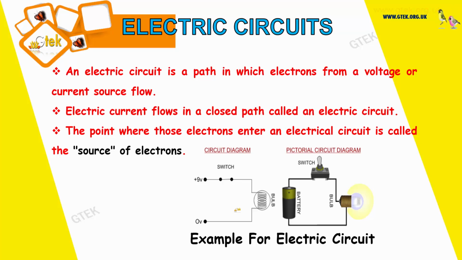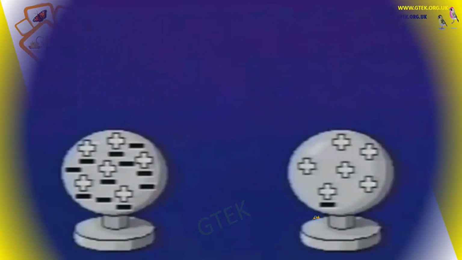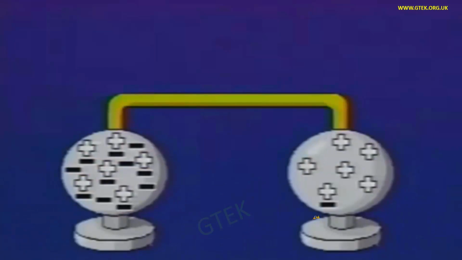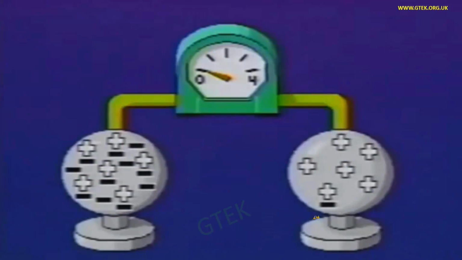So this is the circuit diagram representation of an electric circuit, and this is the pictorial circuit diagram representation. You can find a switch, a bulb and a battery, which is actually a closed loop. So this is one such example of an electric circuit. We shall see even more about the electric circuit.